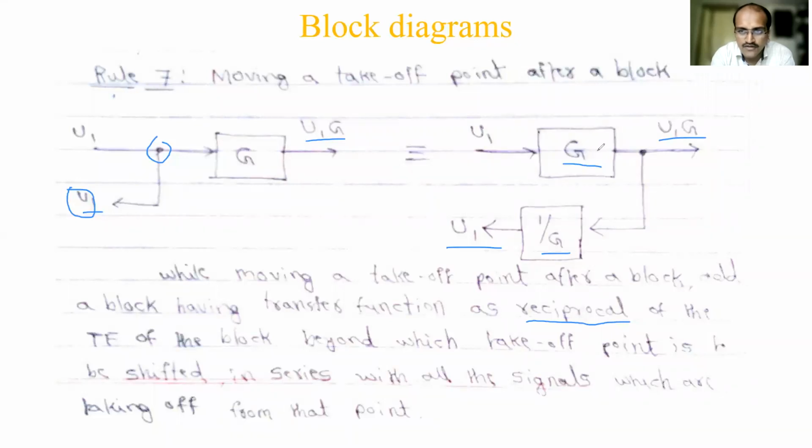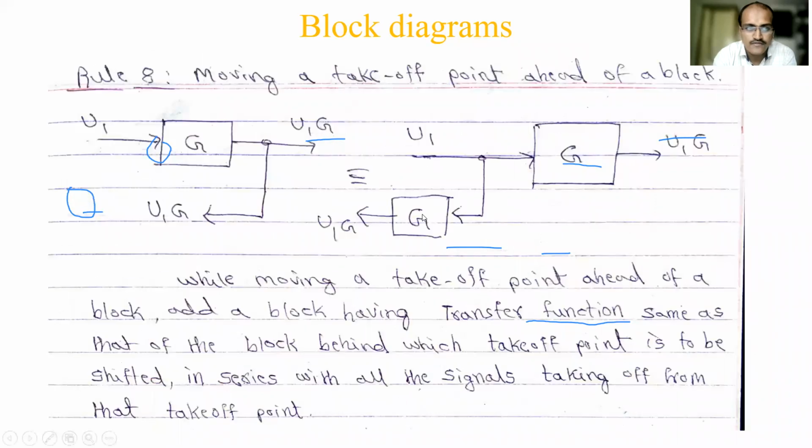Whatever transfer function you are having, the same thing you have to consider in the reciprocal. So this satisfies the condition of U1G as well as this one. Okay. So now the next rule, it is moving a takeoff point ahead of a block.